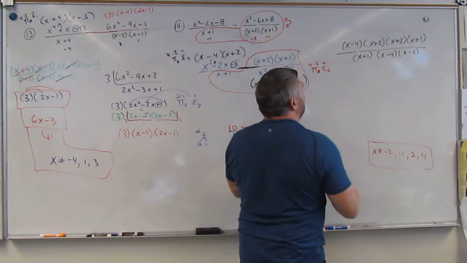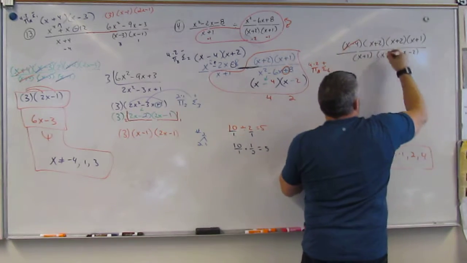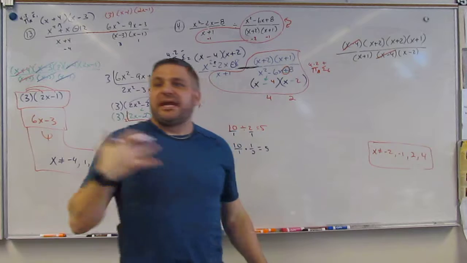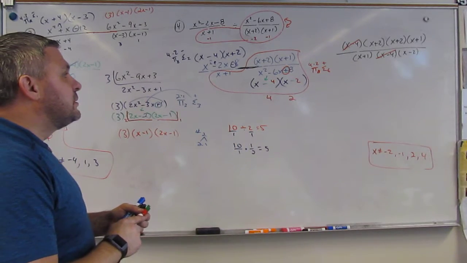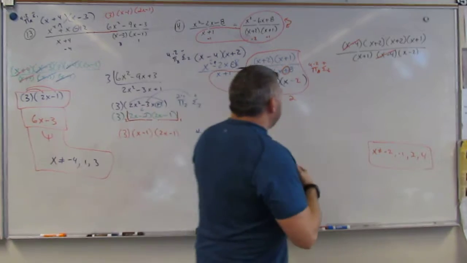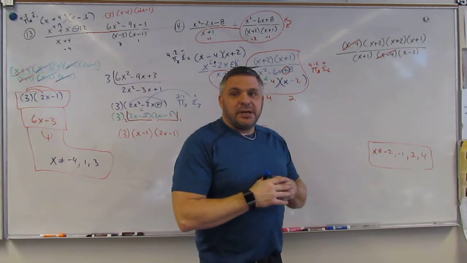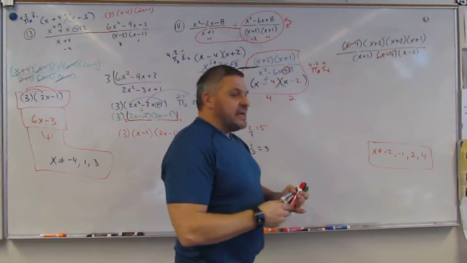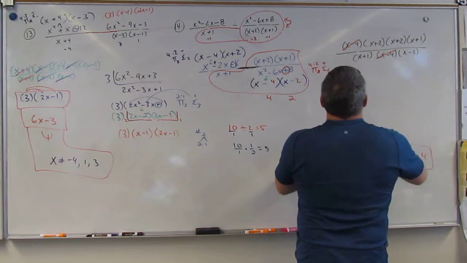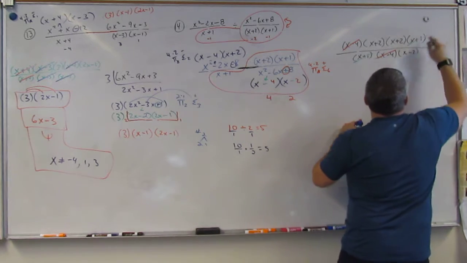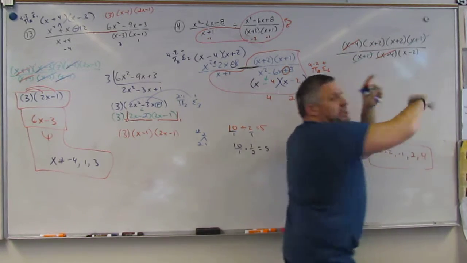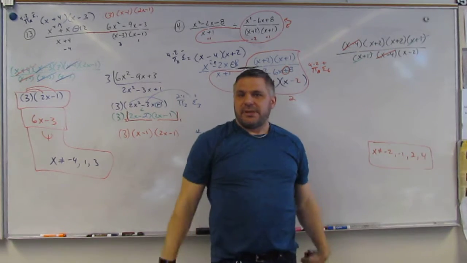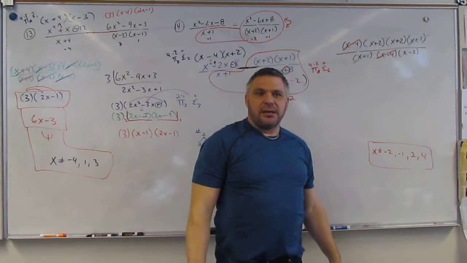X minus 4 and x minus 4. Okay? Because they're the same, right? Okay? What else? Can't do the x plus 2's. X plus 1. Yes. You can do the x plus 1, but you can't do the x plus 2's because this is plus and this is minus. Okay? So you can't cancel those. Does that make sense?